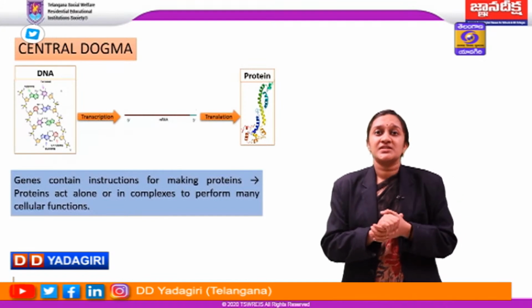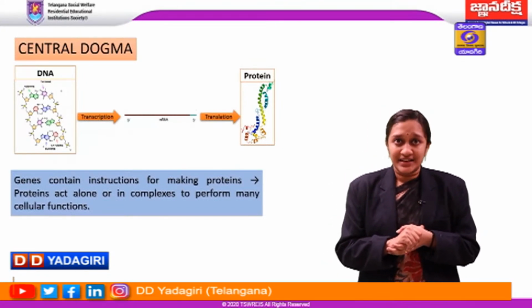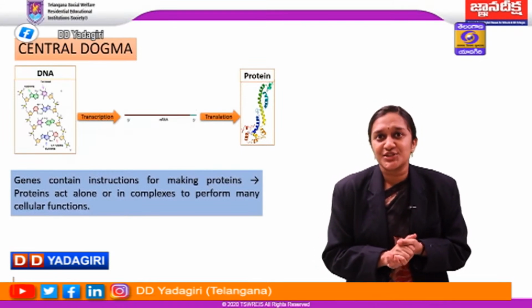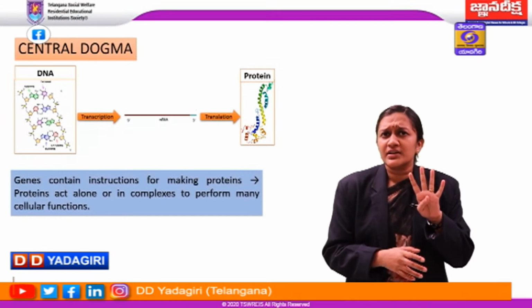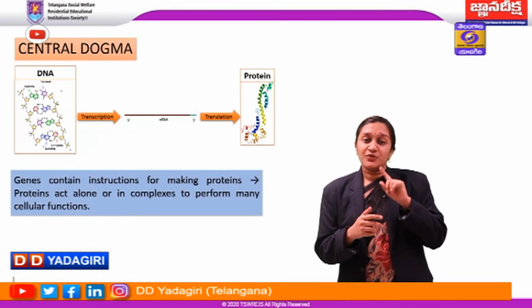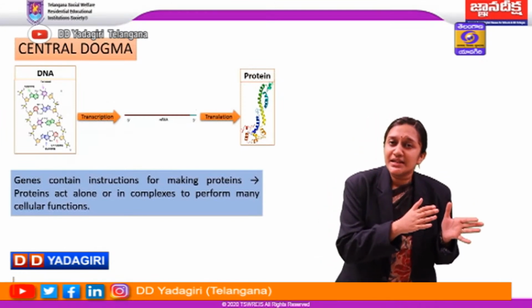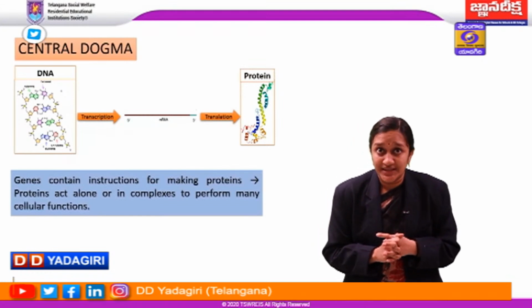This was first proposed in 1958 by Francis Crick, the discoverer of the structure of DNA. For Crick, there were 4 kinds of information transfers. What were they? The first one was DNA to DNA transfer. It is called DNA replication.